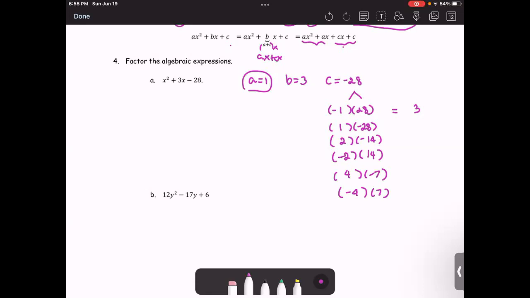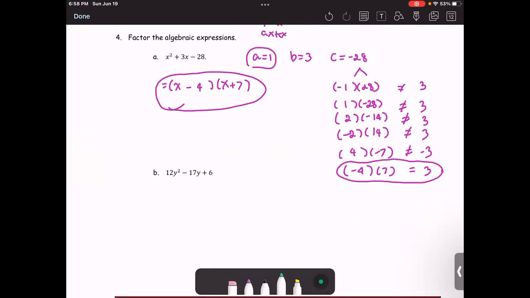The first one, the sum is not 3, not this pair, but this is negative 3. The last one, yes, is 3. So this is the winner. That means x squared plus 3x minus 28 can be factored as x minus 4 times x plus 7.